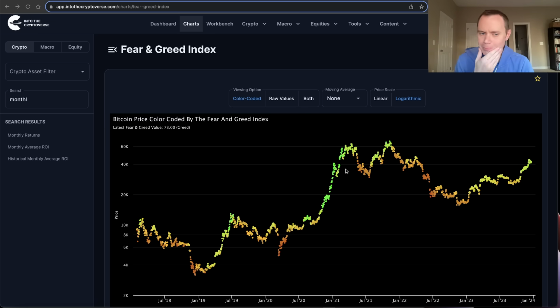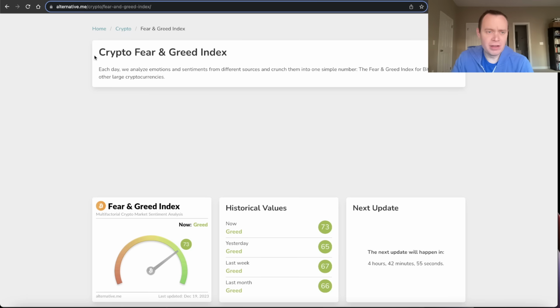Let's go ahead and jump in. If you're unfamiliar with the Fear and Greed Index, it is coming from this website here. I will link it in the description below in case you want to go check it out. It is a useful tool, I think, in understanding when there's a lot of fear in the market, when there's a lot of greed in the market, and understanding that there's a pendulum, right, where we swing from fear to greed and back and forth.